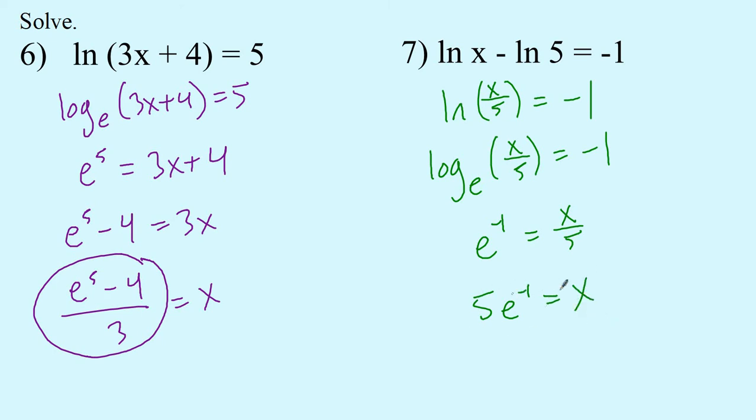Now, I would accept this as an answer, but a lot of proper notation would say you can't have negative exponents. So technically, 5 over e is the proper way to write it. Whenever you have a negative exponent, it flips, either goes from the numerator to the denominator, or from the denominator to the numerator.